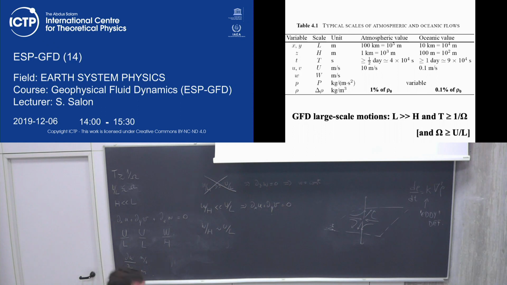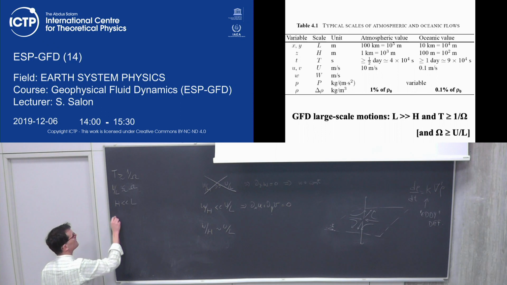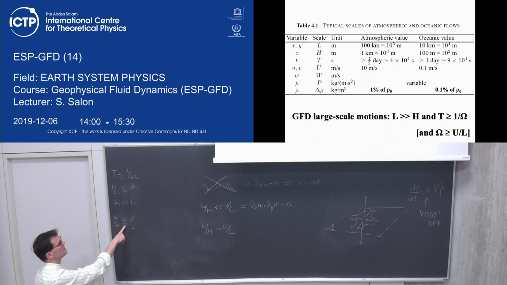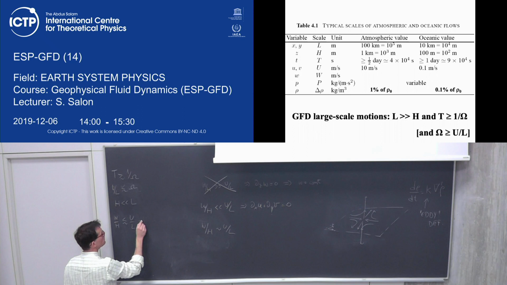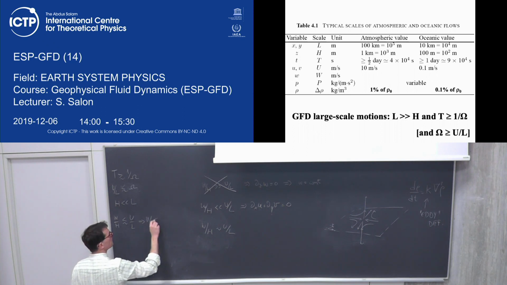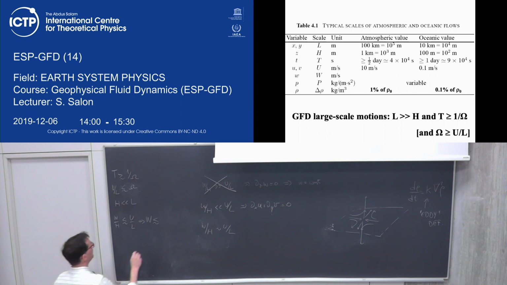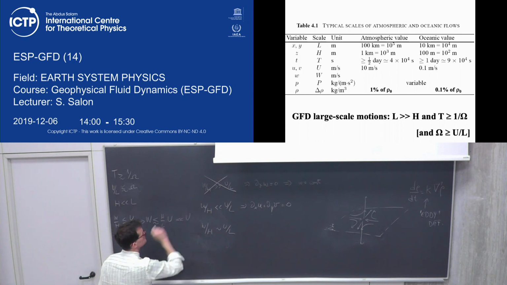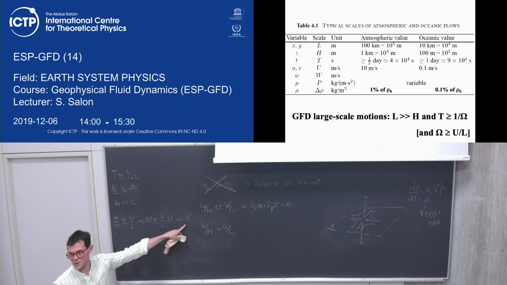And what we can conclude is that from the scale analysis of the continuity equation, we can take that W over H is at least smaller or of the order of U over L. And what does this mean? This means that W will be smaller or of the order of H over L multiplied by U. Okay? But H over L is much smaller than 1. So this means that W, as expected, is much smaller than U.